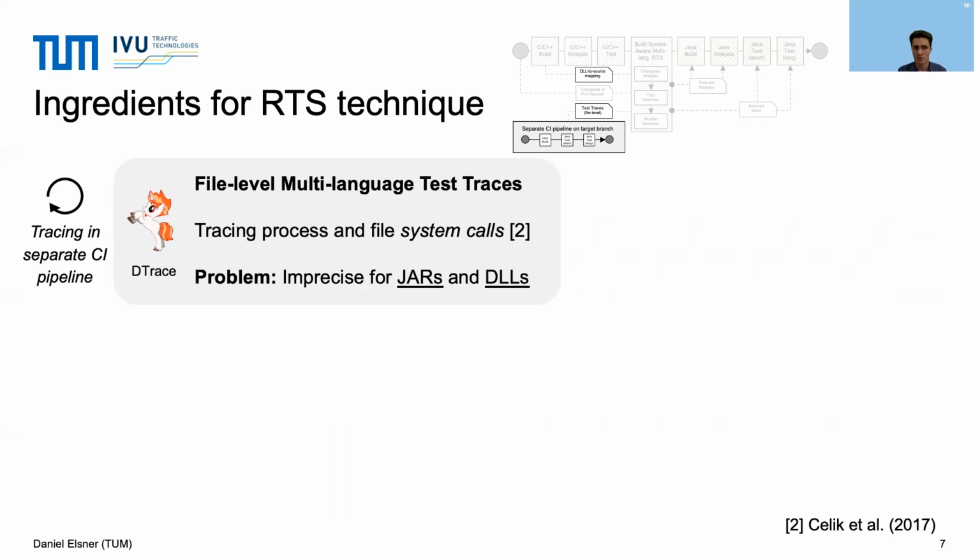And we are borrowing from an existing RTS technique that has used system calls in the past, this idea of tracing process and file system calls to determine which test is actually accessing which files during its execution. These test traces are obtained in separate CI pipeline runs. So every day there is a CI pipeline running for every release branch that collects these test traces.